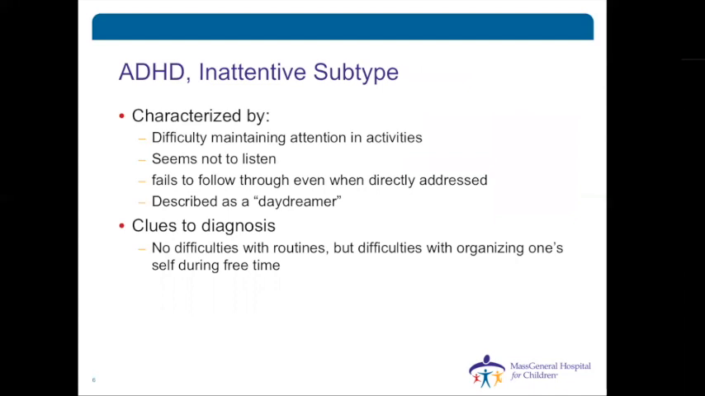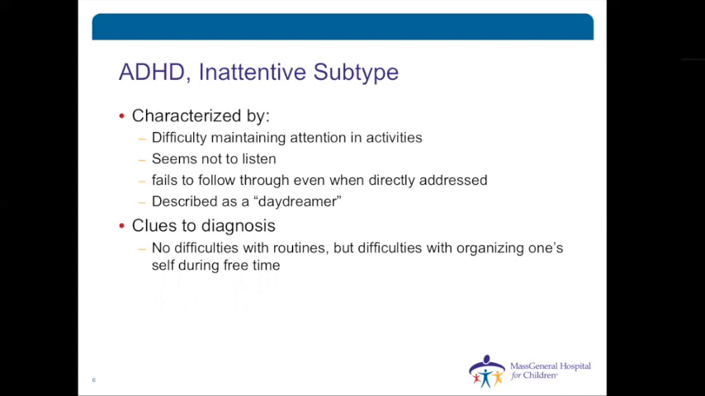On the other hand, someone with the inattentive subtype of ADHD might have difficulty with attention while doing activities. Even when they're asked to do something directly, they may not follow through. They might be described as a daydreamer. This is particularly true in individuals with Down syndrome, who often have very big visual imaginations, which makes them particularly prone to daydreaming. The inattentive subtype of ADHD is the more difficult to diagnose. Especially in individuals with Down syndrome, there is, however, a very important clue that can help diagnose this subtype.